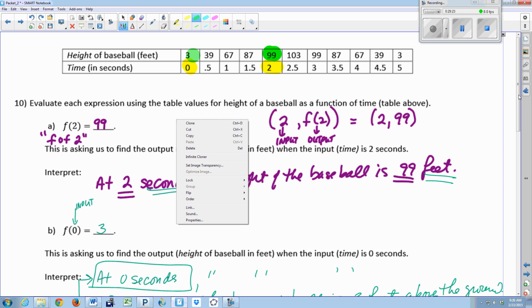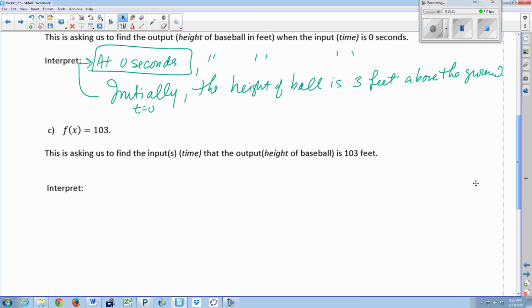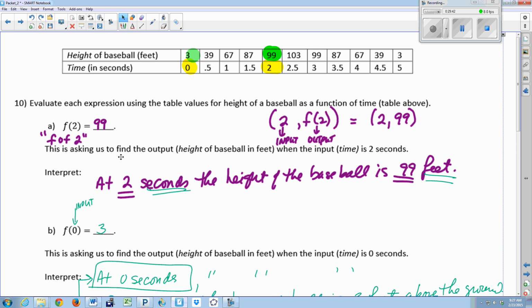Okay, so now how does this next one differ? Right, so here, notice we're giving you the output value, what we typically call y, and we're asking you to find the x. So where do you go in your table to find the 103? On the top, right. So now we're looking for the top output, 103. Here we found it, and there's the input.